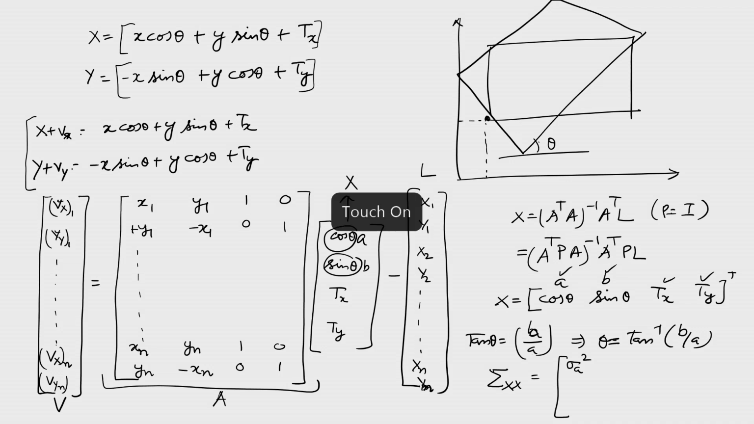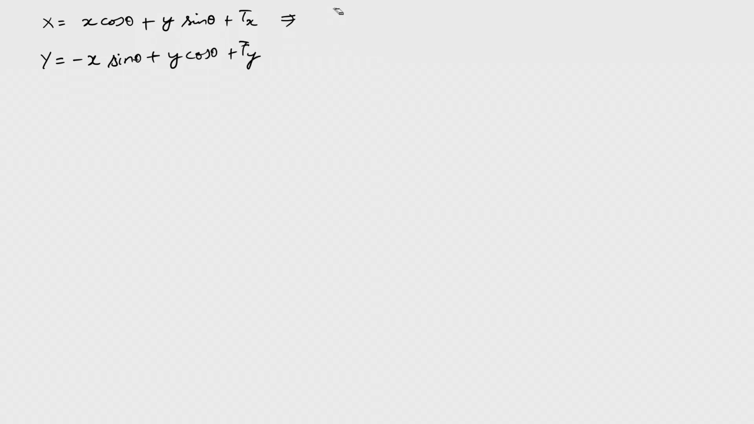How to deal with such a situation? Once again, write the same set of equations, and here I am writing, let us say, x cos theta plus y sin theta plus T x, y equal to minus x sin theta plus y cos theta plus T y. Capital X is f of, let us say, theta, T x and T y, let us say f x, and similarly y equal to f y is equal to a function of theta, T x, T y.